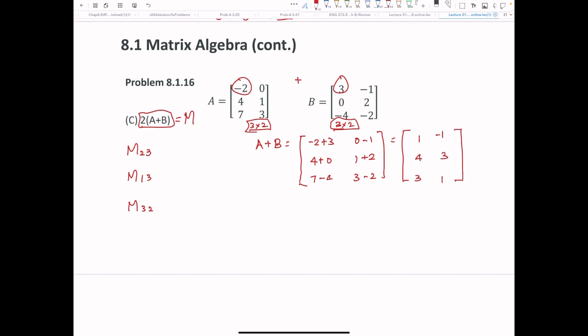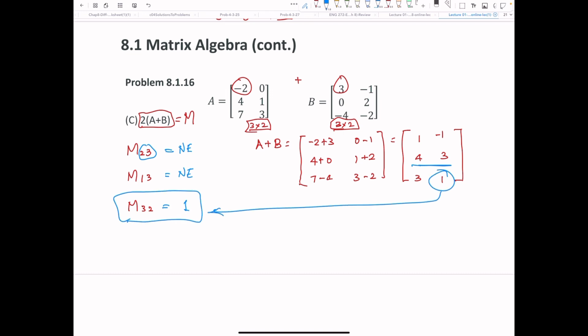So M, second row, third column, does not exist. In the second row, we have only 2 columns. First row, third column does not exist. And then third row, second column. Or M31 equals 3. And then M21, second row, first column. So you should know, always row by column.